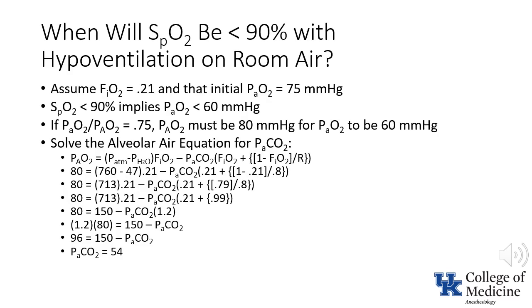In this equation, assuming an AA ratio of 0.75, I have calculated that the alveolar PO2 must be 80 for the arterial PO2 to be 60. The question is, how effective will a pulse oximeter be in detecting hypoventilation? The calculation on this slide indicates that an arterial CO2 must be 54 before the arterial PO2 falls to 60, that is, before the saturation is 90%. Pause the slide at this point and make sure that you're comfortable with the calculations.